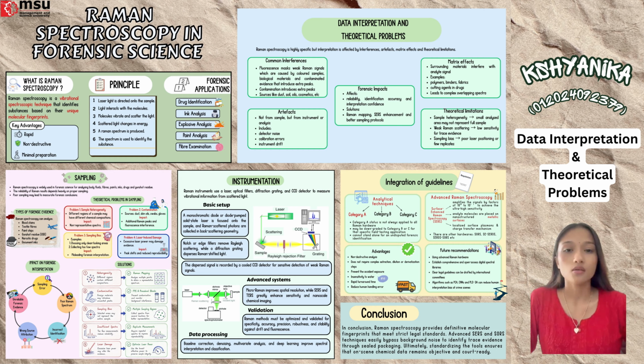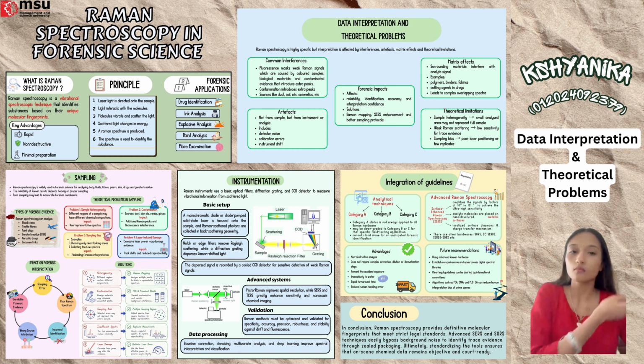Artifacts are signals that do not originate from the sample itself, but from the instrument or experimental conditions. As an example, some artifacts could be detector noise, calibration issues, or instrument drift that will cause artificial peak shifts or intensity changes. In some cases, excessive laser power can also damage sensitive samples, such as inks, leading to chemical changes that distort the spectrum, and it will also affect the overall forensic interpretation.